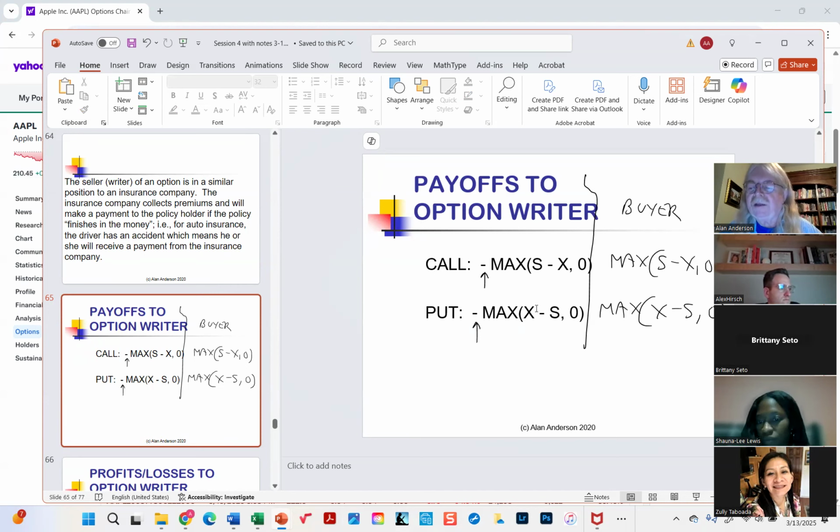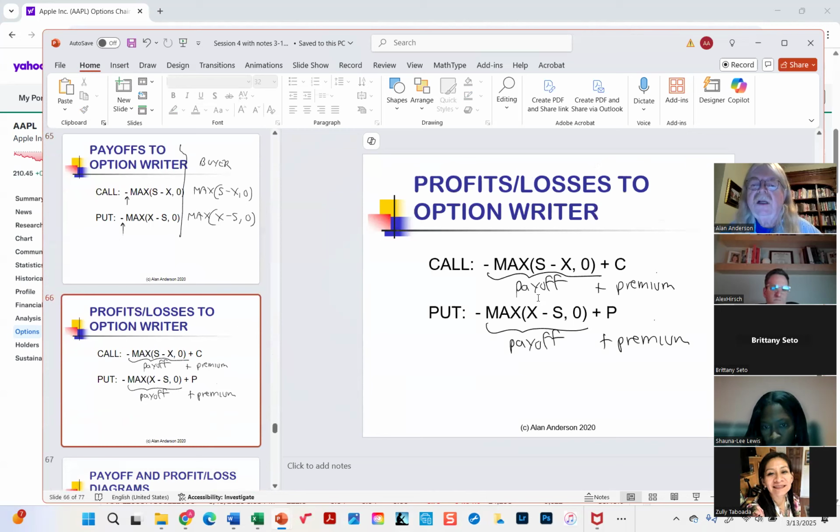Now, here's where it gets interesting. What about the profits and losses? Just like before, sort of, because you've got a payoff here, but now instead of paying the premium, you're collecting it. So you've got your payoff plus your premium. And here we have the profits and losses of the call and the put writers. Basically, everything's just been multiplied by -1.